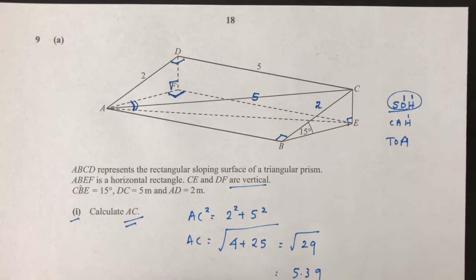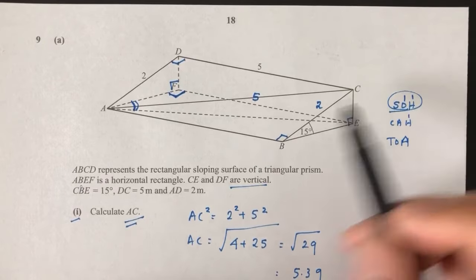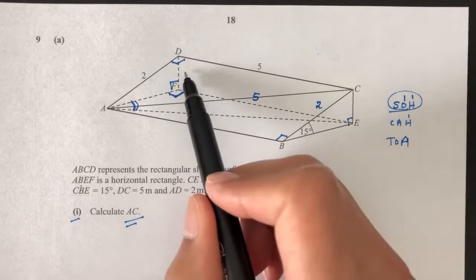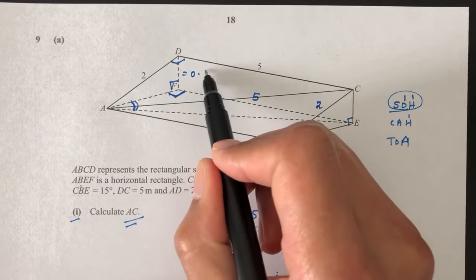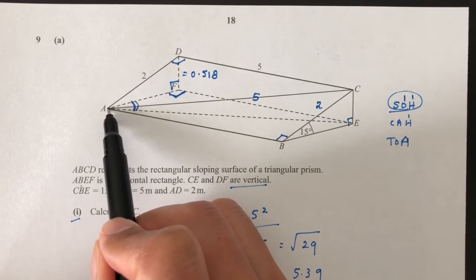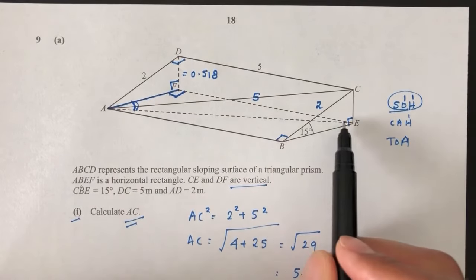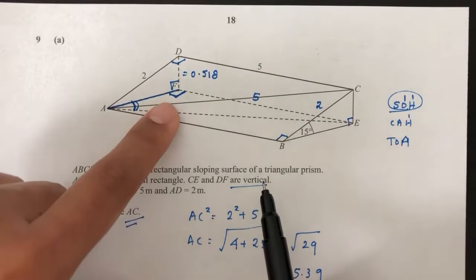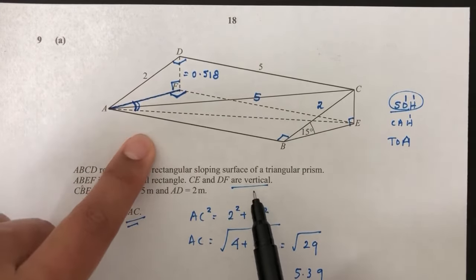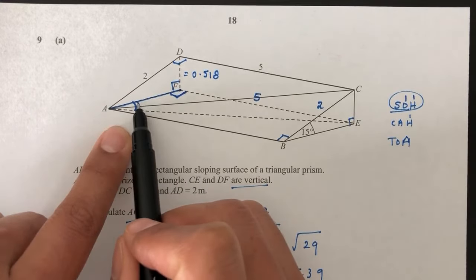So what else do we need to know? Since we know the height CE, we can find that DF is also the same as CE, which is 0.518. So we can first find the length of AF, and then we can find this one by Pythagoras theorem. So let's do that. Okay, so we're just trying to find the angle here.